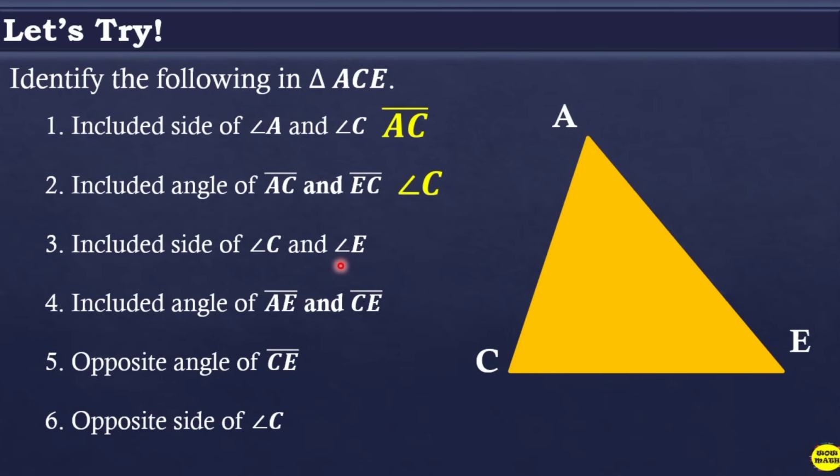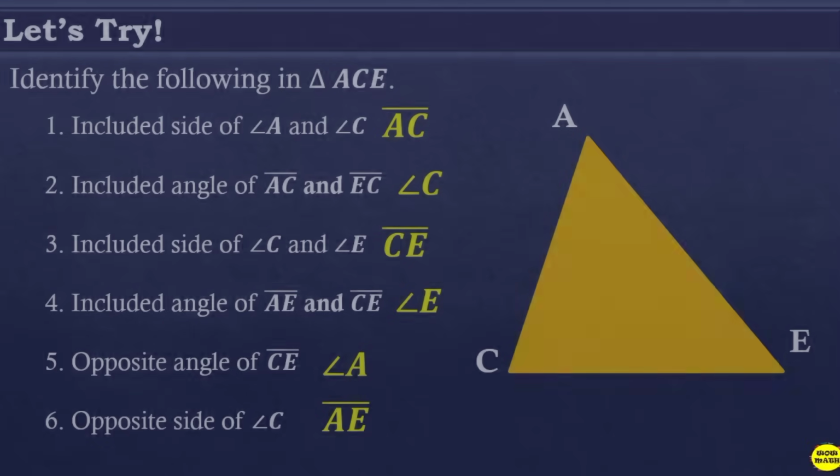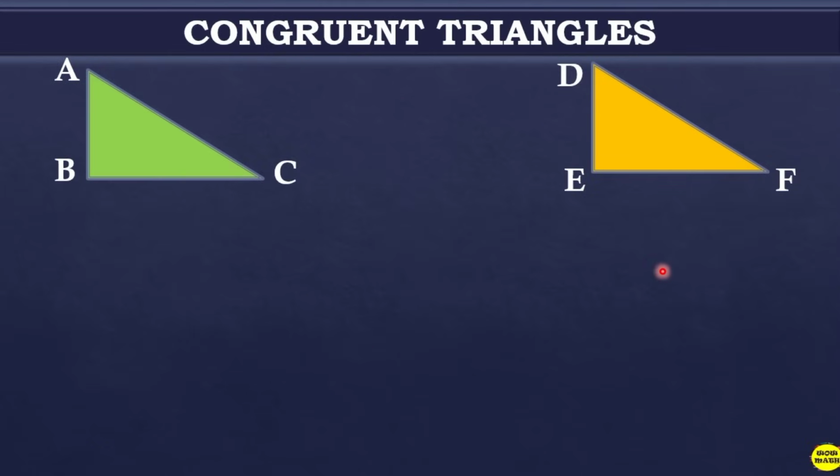And then this one, we have segment CE. This one is angle E. Now, what is the opposite angle of CE? This is your CE. So, what is the opposite angle? Angle A. And what is the opposite side of angle C? This is your angle C. Ano ang opposite side niya? Segment AE.